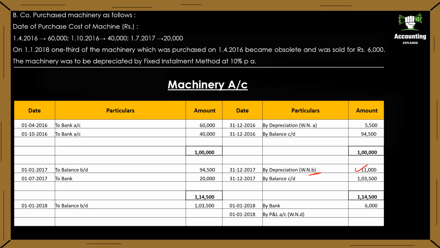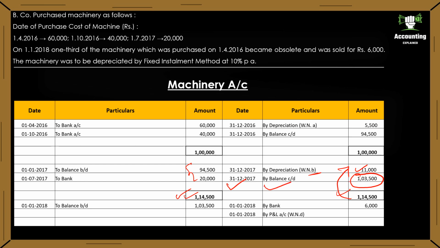Now, on seeing both the debit side and the credit side, we find the total of the debit side is more. So we take 1,14,500 on both sides. On deducting 11,000 from 1,14,500, we get 1,03,500 as the balance of 31/12/2017, and we write that as by balance carried down.